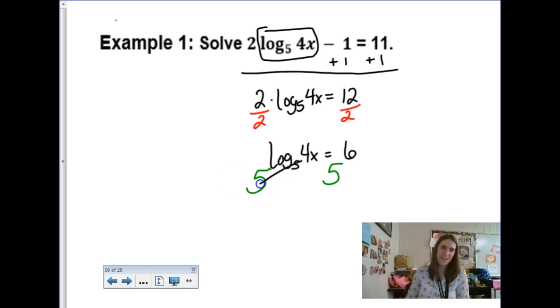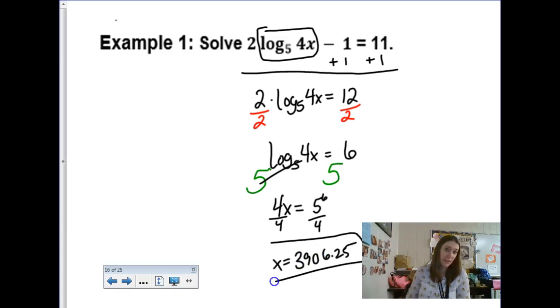So here, these cancel, and you get 4x equals whatever 5 to the 6th power is, right? And then when we divide by 4 on both sides, it's not pretty. It's a pretty big number, in fact, and I definitely would be using a calculator on this, 3906.25. Lovely. So what we just did here is referred to as exponentiate.